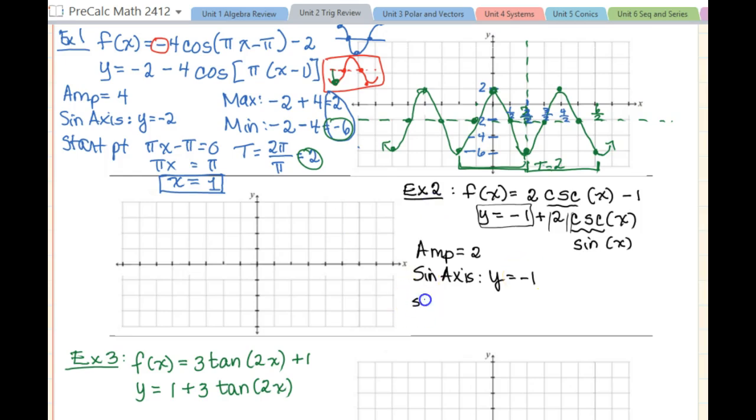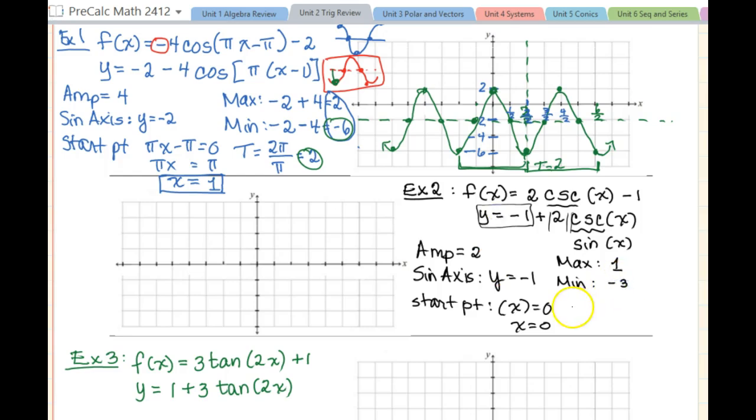We're going to find our start point, and our start point is when we let the parentheses, which is x in our case, equal to 0. So we're going to start at x is equal to 0. We're going to go find our max. Our max is going to be our sinusoidal axis plus my amplitude, and that's going to get 1. And our min is when I get my sinusoidal axis and I subtract 2, and I'm going to get -3.